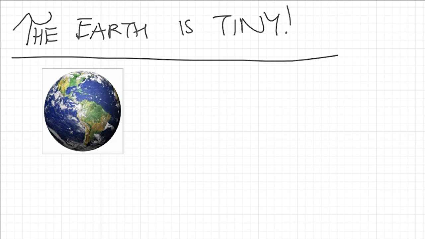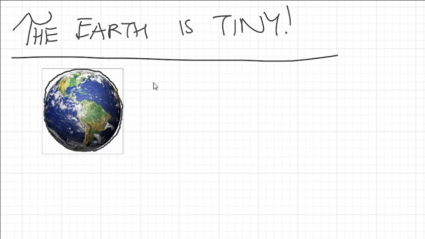We're going to be proving that the Earth is tiny. So here I have a picture of the Earth, and what I'm going to do is walk around the circumference of the Earth, carrying a piece of rope. So I tie a piece of rope that goes all the way around. It's just touching the circumference of the Earth.